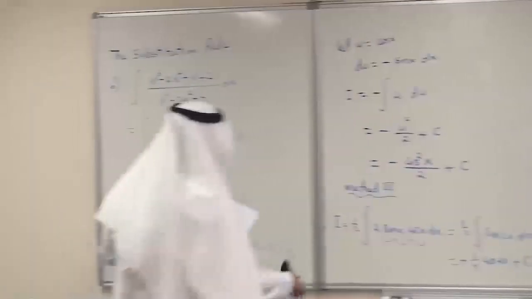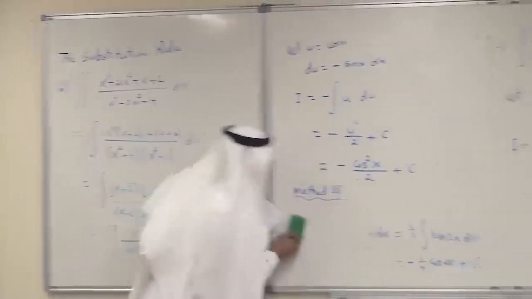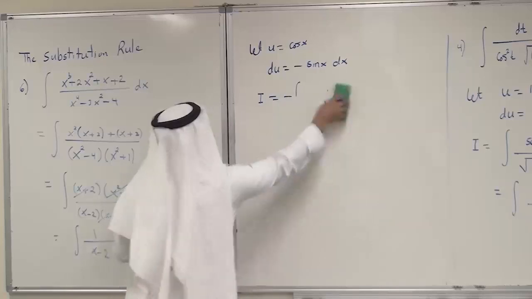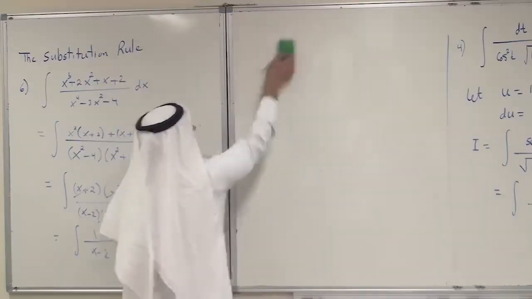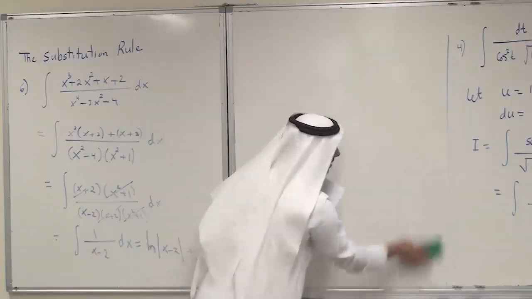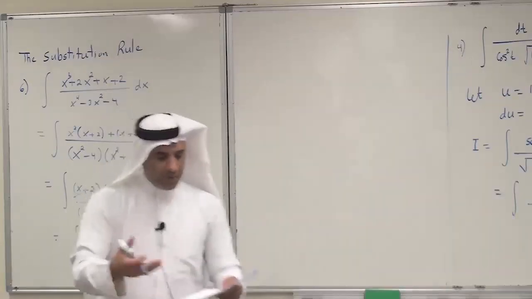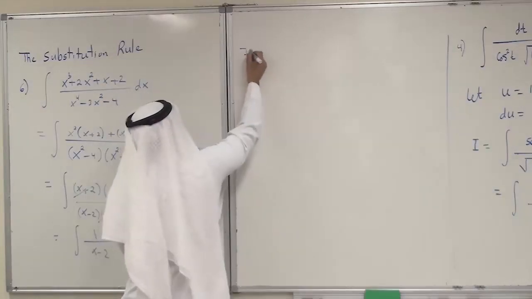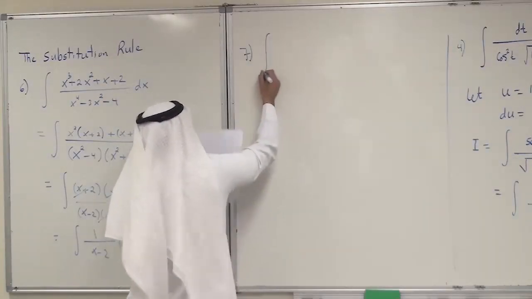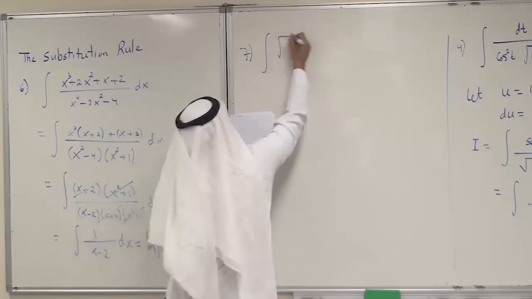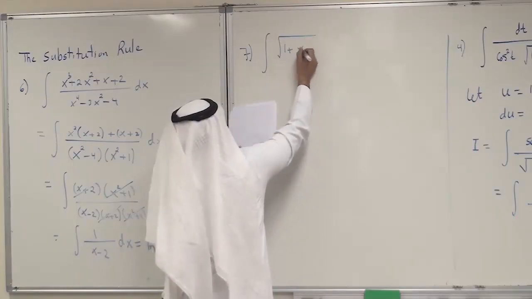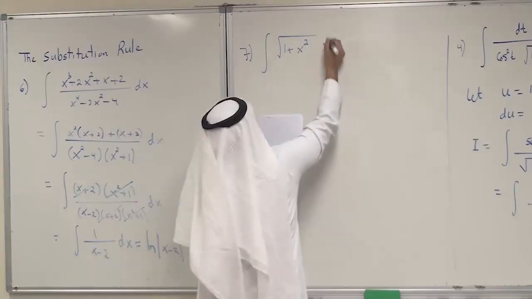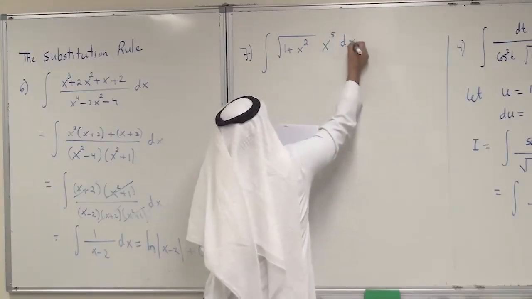Another idea about substitution. The idea is the same, but you have different shapes, different types of functions, different tricky points that you need to handle, you need to think about, you need to try, you need to practice. So we will do more exercises. This is the 7th question we do: the integration of the square root of 1 plus x squared, times x to the 5, dx.